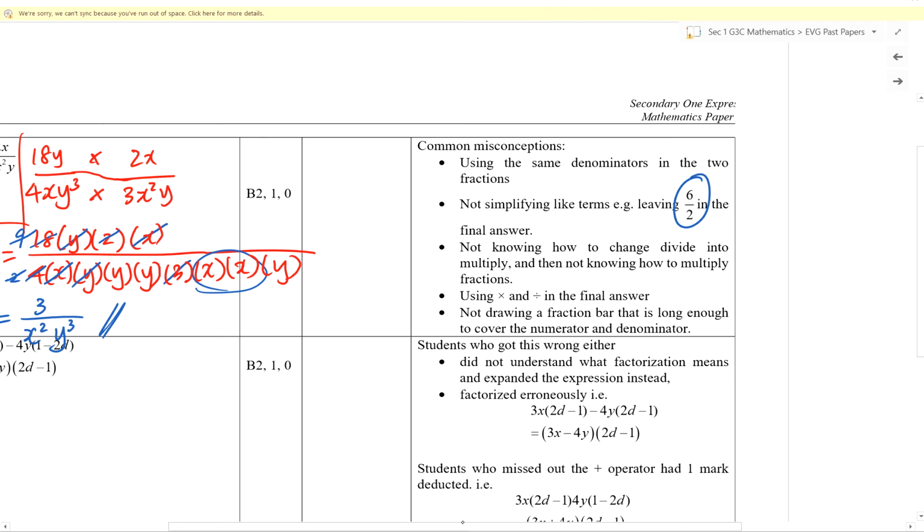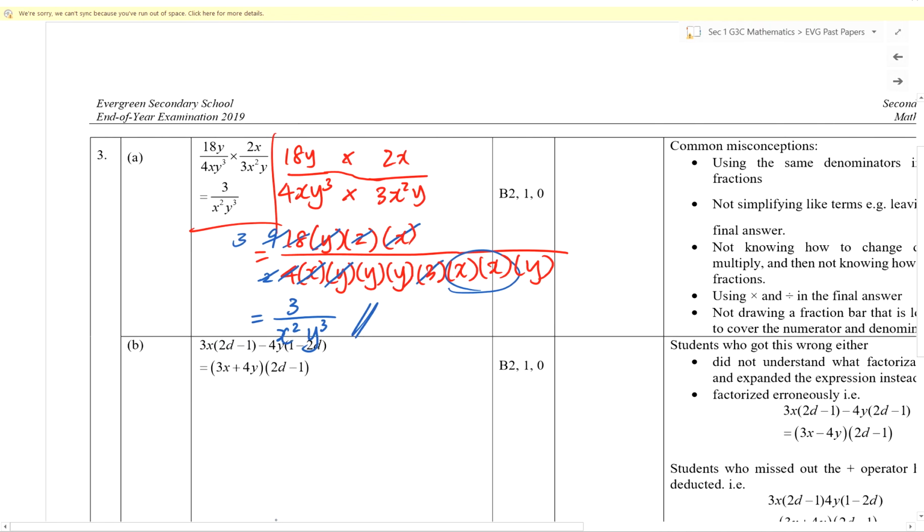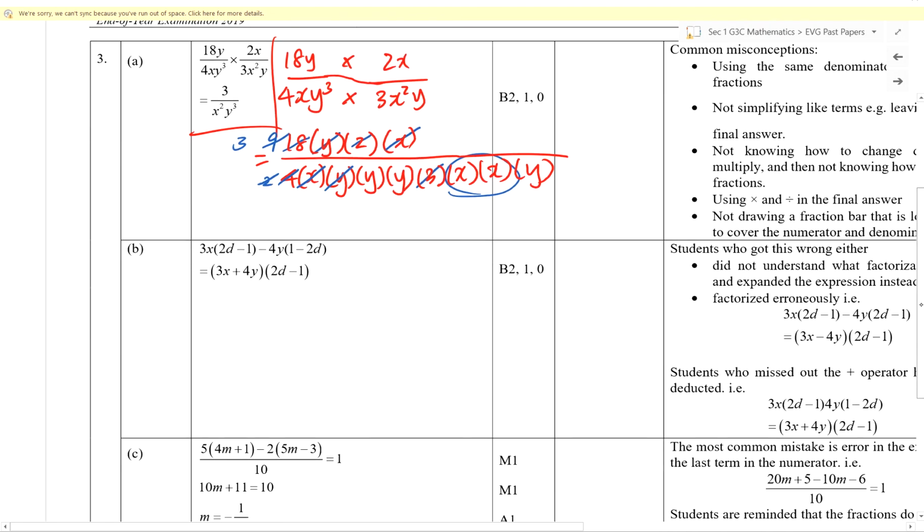Okay, next question. We are supposed to factorize this. So actually what is a common question over here would be like this. 6xd minus 3x minus 4y plus 8yd. They ask you to factorize this.